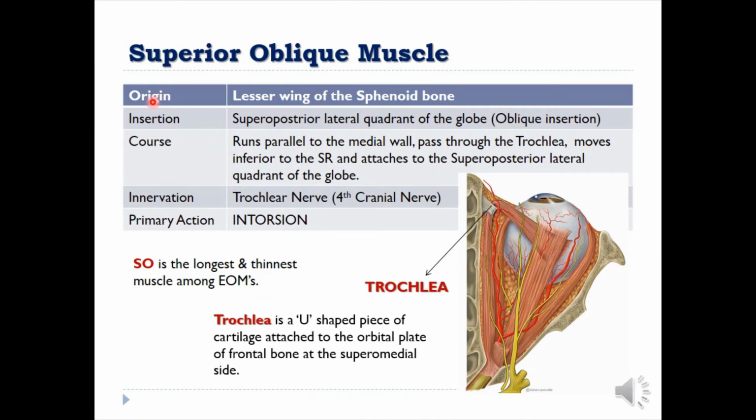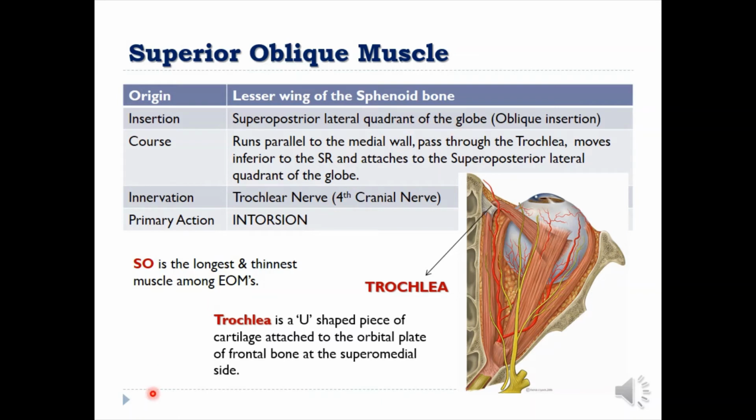Now from where is it starting? Origin is from the lesser wing of the sphenoid bone. Do you remember the sphenoid bone from when we were talking about the orbital walls? This sphenoid bone has two wings, a lesser wing and a greater wing. Our superior oblique muscle starts from the lesser wing of the sphenoid bone. Now where is it inserted? This is not very straightforward. The muscle is inserted into the globe at the superior posterior lateral quadrant of the globe.